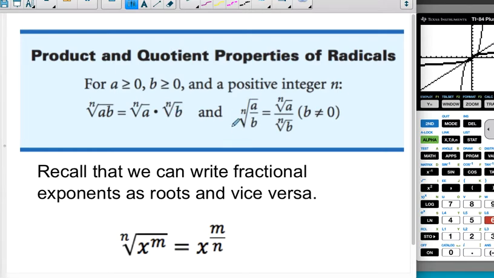And if you have a quotient of something inside of a root, you can split it into a quotient of the two roots, right? So like two roots with a quotient. Again, notice the caveat that b cannot be 0 because you're not allowed to divide by 0. Also, as a reminder, we learned way back when that we can write fractional exponents as roots and vice versa, right? So the nth root of x to the m is the same as x to the m over n, right?